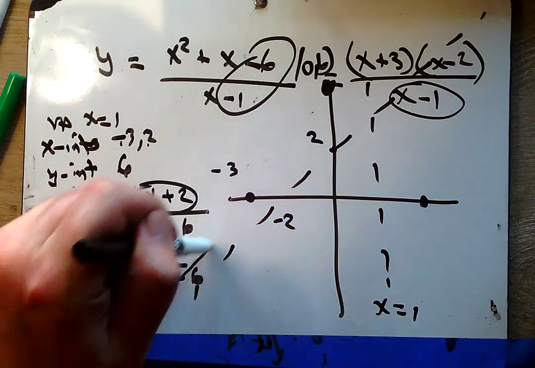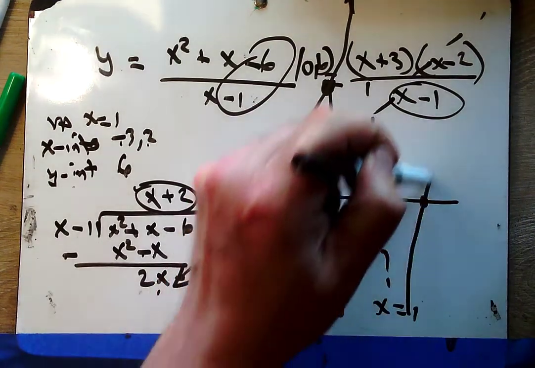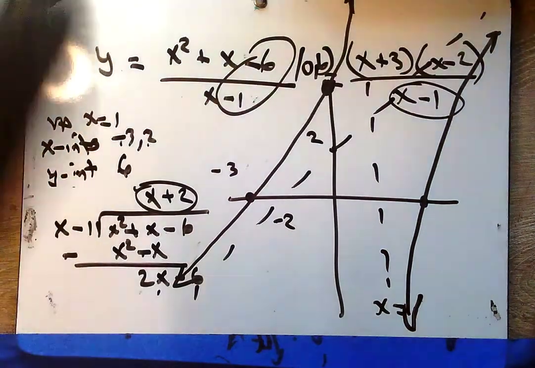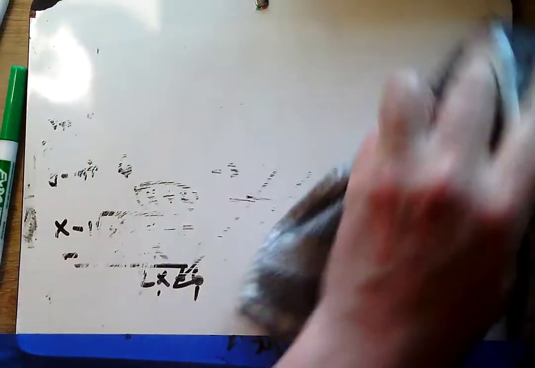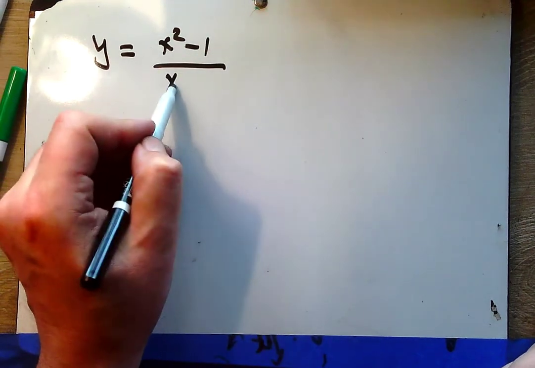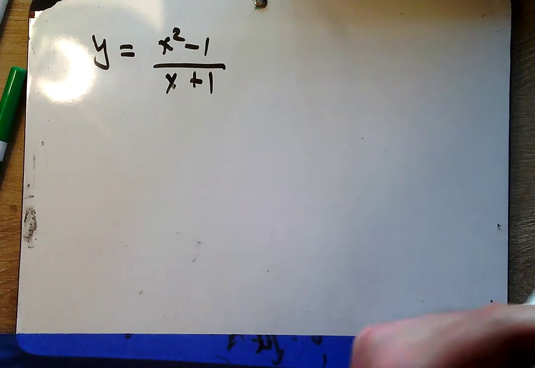So I'm going to bend to my asymptotes and bend to my asymptotes. Alrighty? Alrighty. And no holes to worry about. Yay, no holes. How about this one? y equals (x squared minus 1) over (x plus 1). Let's give that one a try.